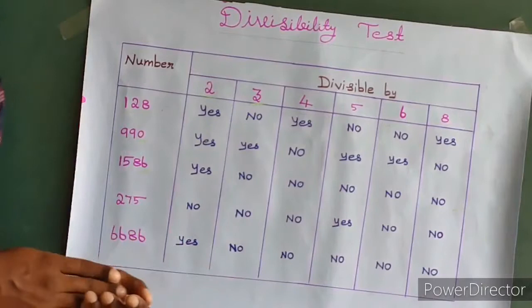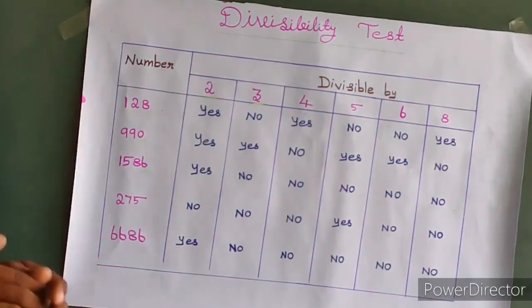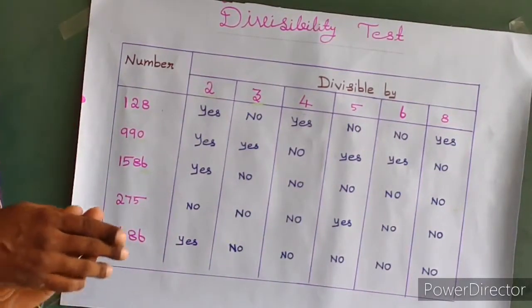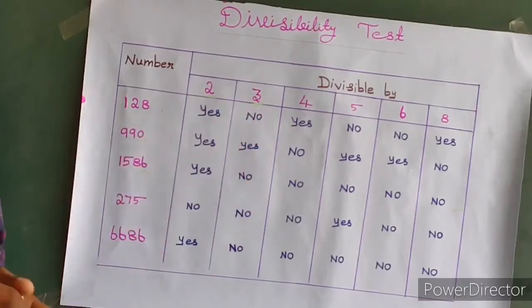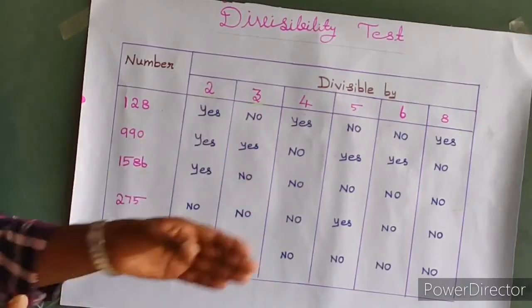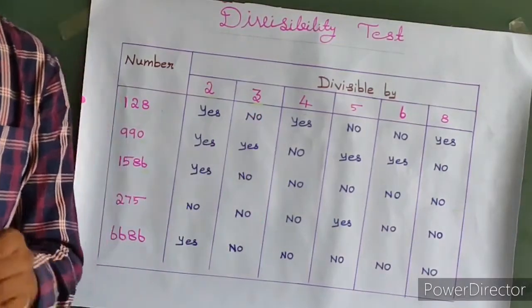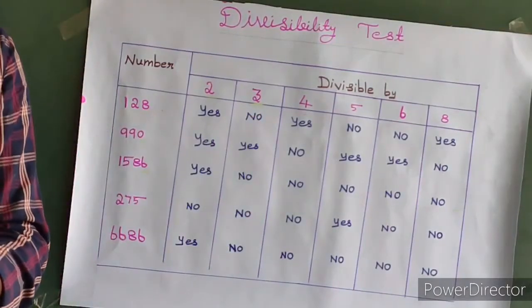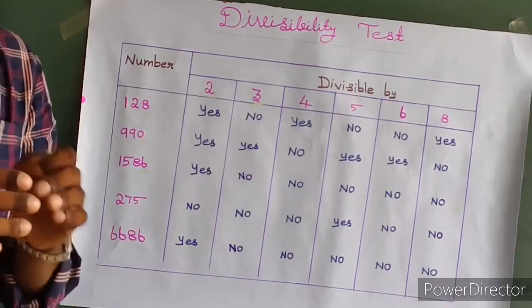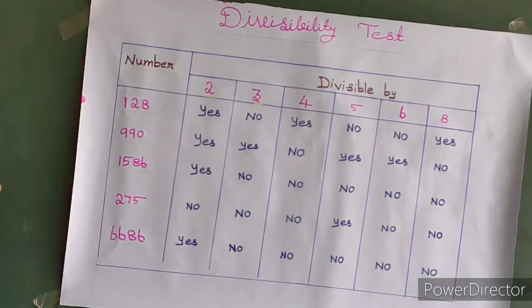So clearly, what is the condition for 2? The condition for 2 is that the last digit ends with 0, 2, 4, 6 or 8. And the condition for 3 is that the sum of the digits is a multiple of 3. For 4, we consider the last 2 digits. For 5, the last digit ends with 0 or 5. For 6, a number divisible by both 2 and 3 is divisible by 6. The condition for 8 is like 4, so you consider the last 3 digits.